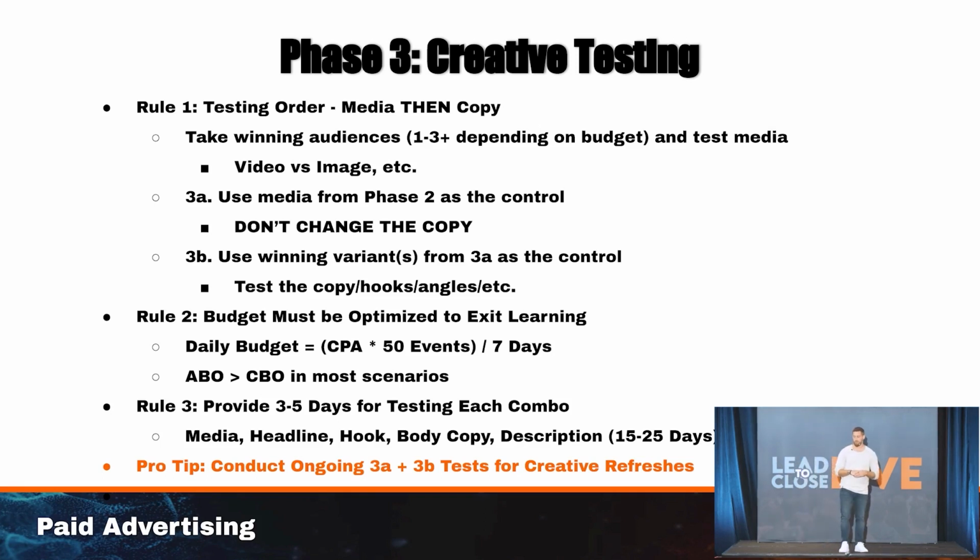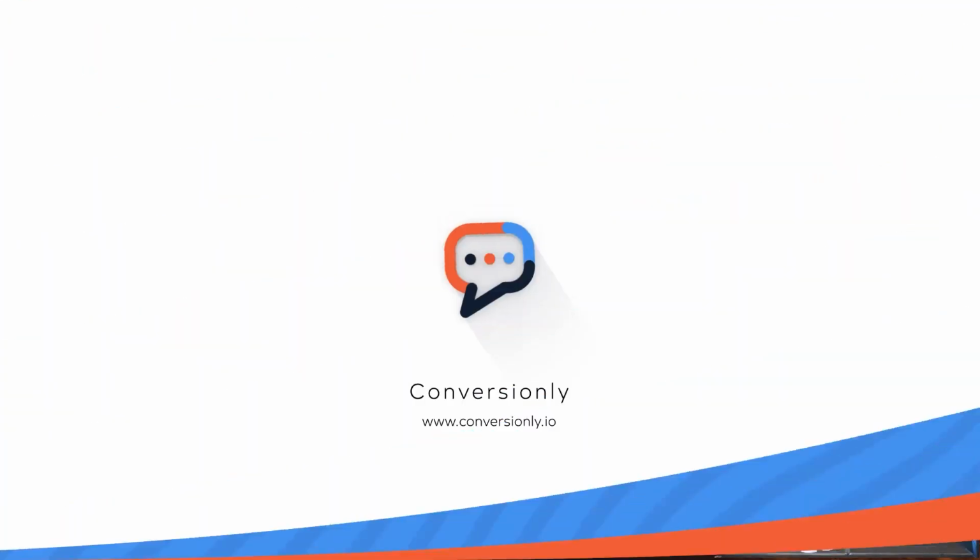All right? Rule number 3, give yourself the testing timeline, 3 to 5 days for each combination. The total part of this test for phase 3 should take anywhere from 15 to 25 days, depending on if you're using 3 or 5 days as your testing timeline. Pro tip, you will use this as a sandbox area for future creative testing when your scaling campaigns need creative refreshes, okay?